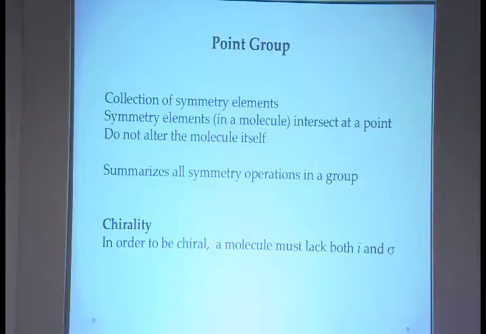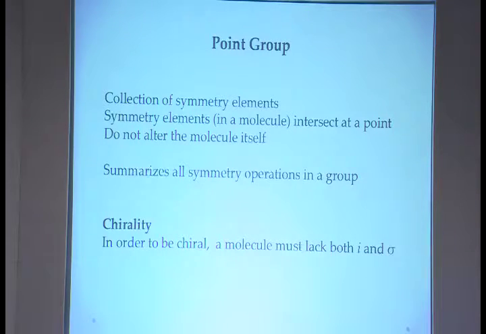So what do we mean? When we apply all of these symmetry elements, we get something called a point group. So what is a point group? It is a collection of symmetry elements. If, say, we're talking about a molecule, all the symmetry elements might intersect at a point, so they do not alter the molecule itself. And this summarizes all the symmetry operations in a group. So this is the definition of a point group.